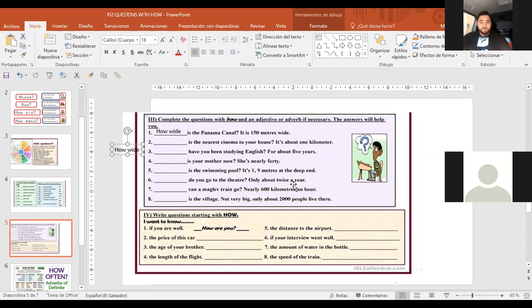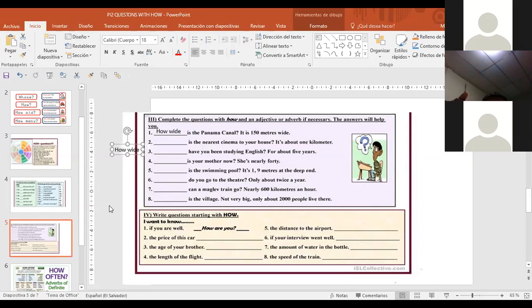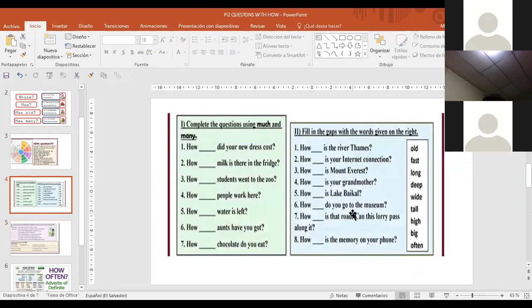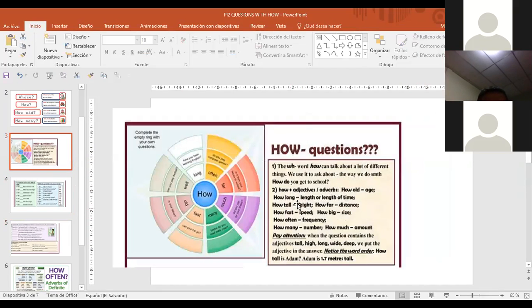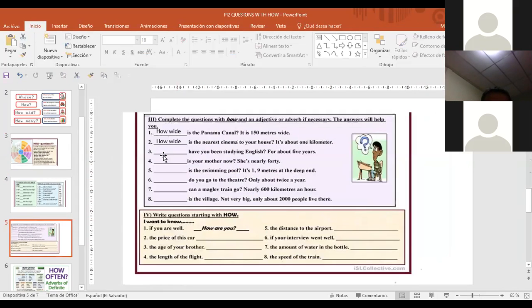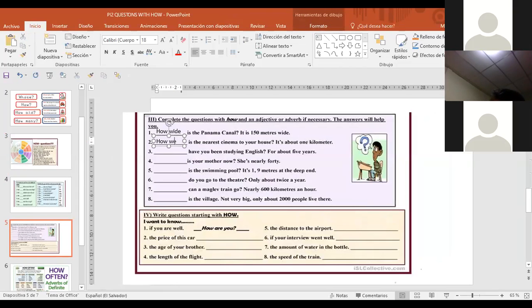Number two. It says, it's the nearest cinema to your house. It's about 1 kilometer. So what are they talking about? They are talking about distance, right? How far? Yes, and when we talk about distance, we can say how long, maybe. How long? Yes. How far? And we can say how far, but in this case, let's see how long. Because when we talk about distance, how far is for distance, okay? Let's use how far. Okay. Sorry. How far is the nearest cinema to your home? It is about 1 kilometer.